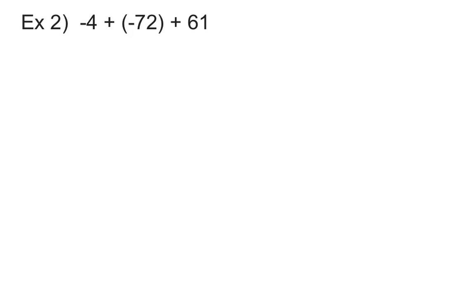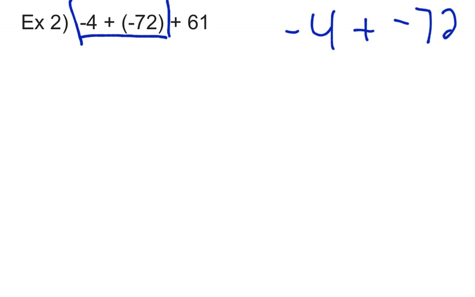Okay, we're back. When we do this, I basically like to do this one step at a time. So I'm going to take this first part here, and I'm just going to solve that. So I see a negative 4, and I want to add to that a negative 72. The rule is the signs are the same. It's a negative and a negative. And if the signs are the same, we're going to add them together.